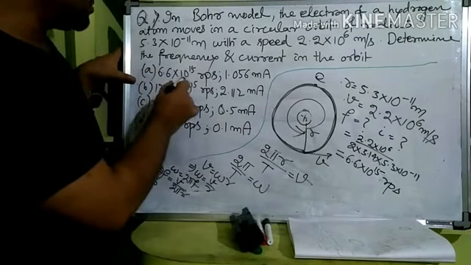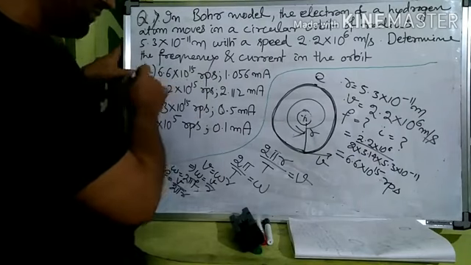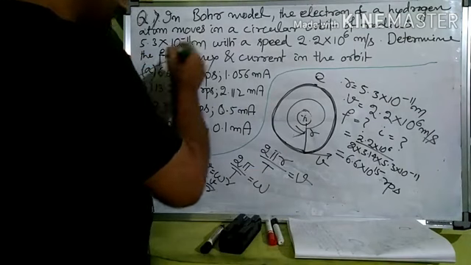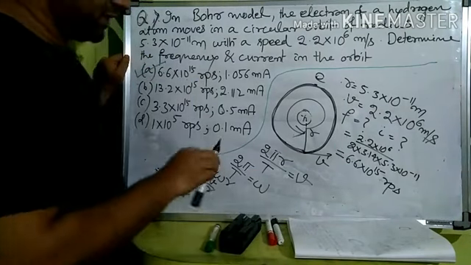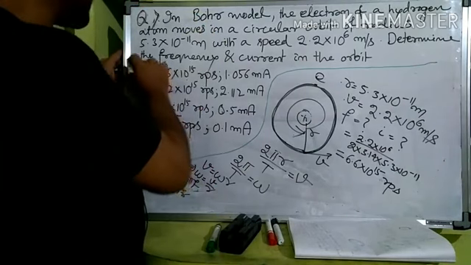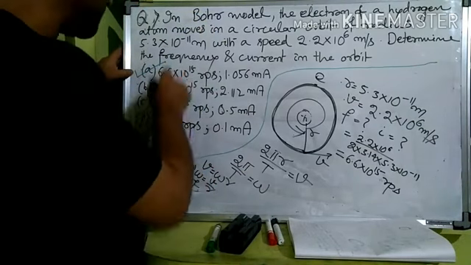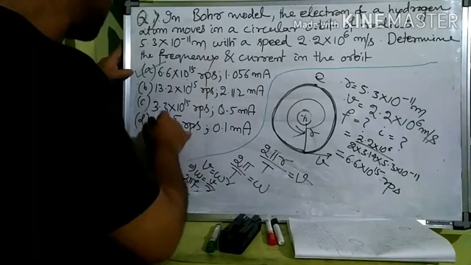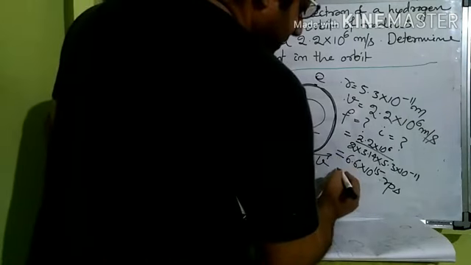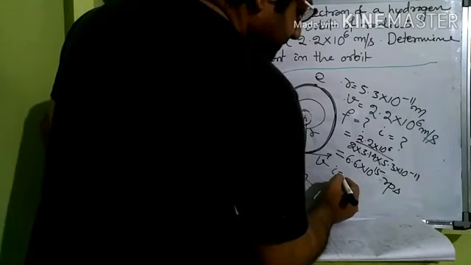Now 6.6 × 10^15 RPS is only of option A. That's why we are sure that the answer will be A only. However, for the sake of calculating, in the exam we can guess it like this. So we got the correct answer for frequency. However, how will we calculate the current now?